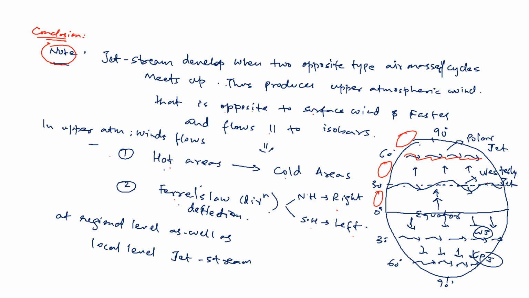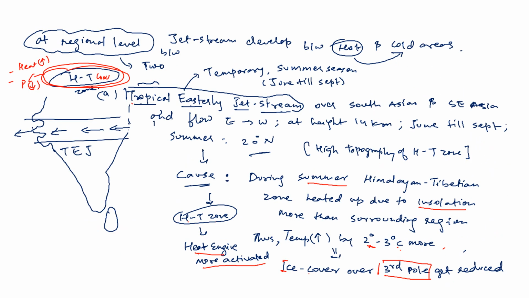So in general, what can we conclude now? Jet streams are produced in those areas where there is a meeting of two opposite types of winds, atmospheric cells, or air masses. In general, it is moving from hot areas toward cold, in the world, from the equator towards the pole, and second, due to the Coriolis effect, deflection towards the right. So concluded this. At regional level also, some temporary regional seasonal jet streams exist.